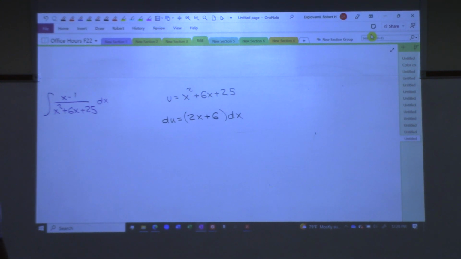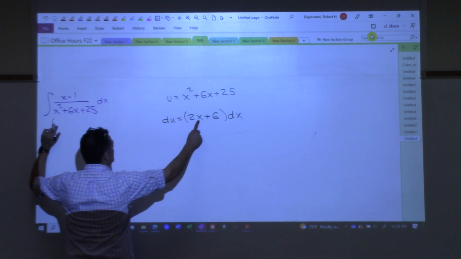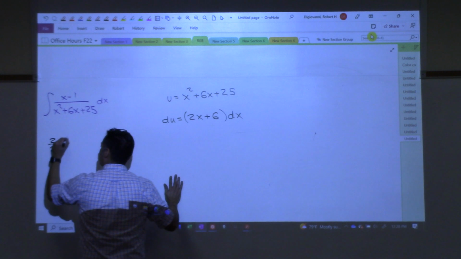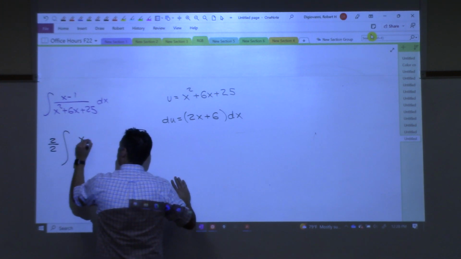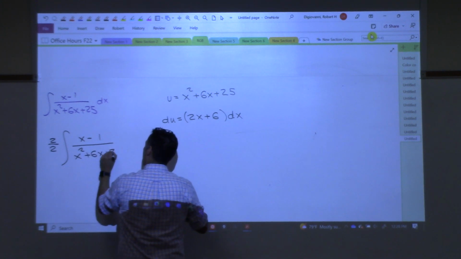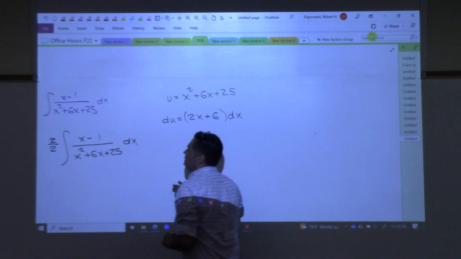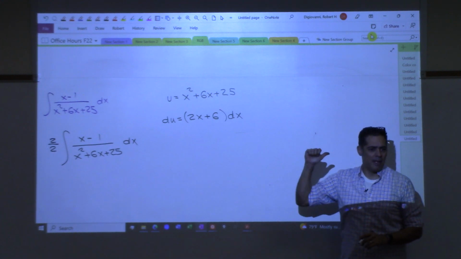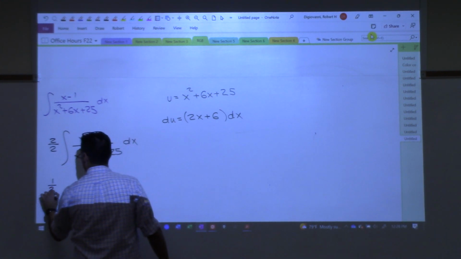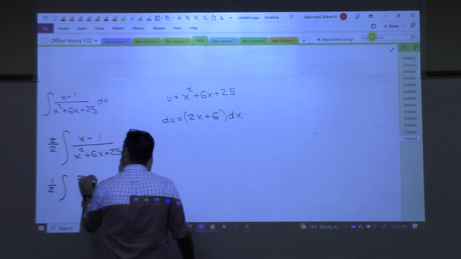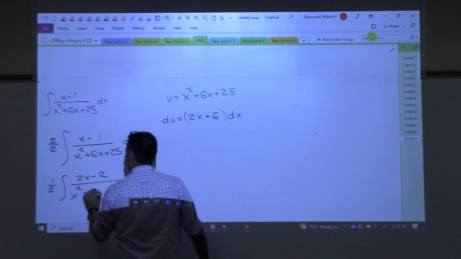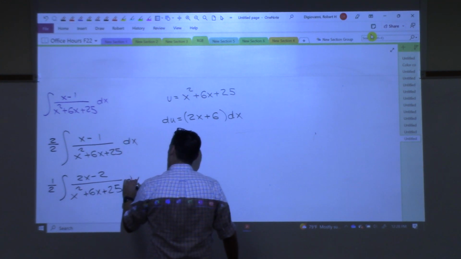Okay, 2 over 2. I'm going to start. So you always start with the x. I want to make that x become 2x. So I take this integral, I multiply on the outside 2 over 2. This is x minus 1 over x squared plus 6x plus 25 dx. And then I force the 2 up top inside. And I leave the 2 on the bottom where it is, so that leaves me a 1/2 out here, 2x minus 2 over the x squared plus 6x plus 25 dx.